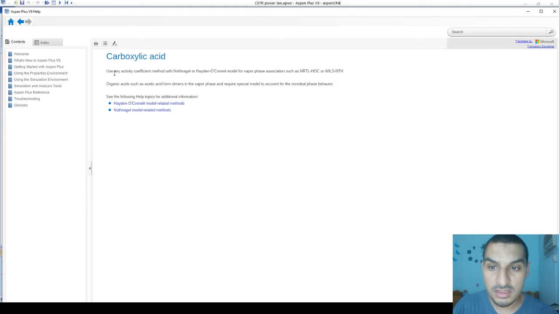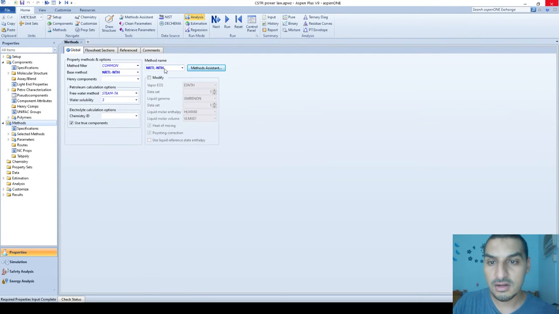In such a case, you have to use an activity coefficient method with any one of these models for vapor phase association, such as NRTL-HOC or NRTL-NTH. This is just to deal correctly with the carboxylic acids that we have. It mentions here that organic acids such as acetic acid form dimers in the vapor phase and require a special model to account for non-ideal phase behavior. For the non-ideality, we have to take that into account by using the NRTL-NTH model.